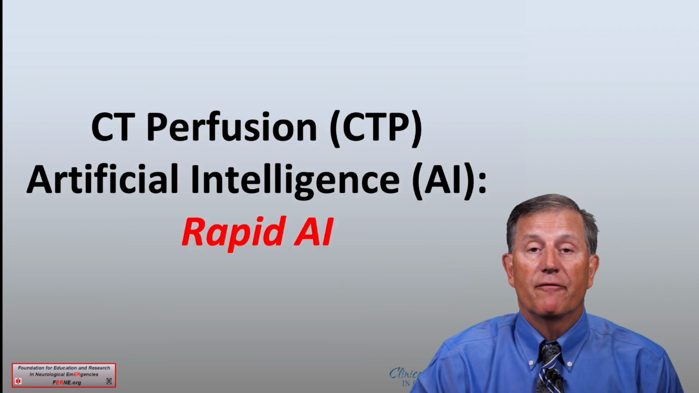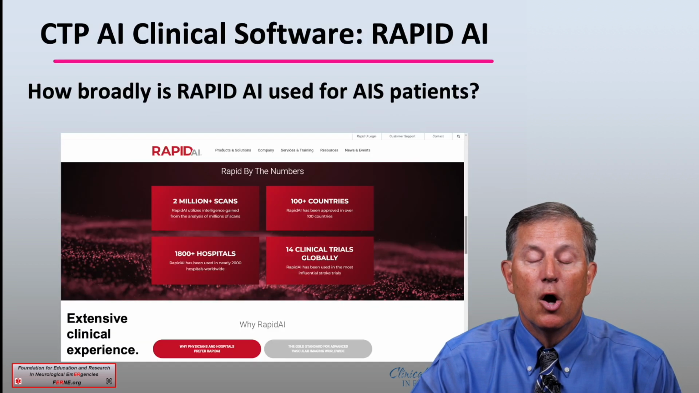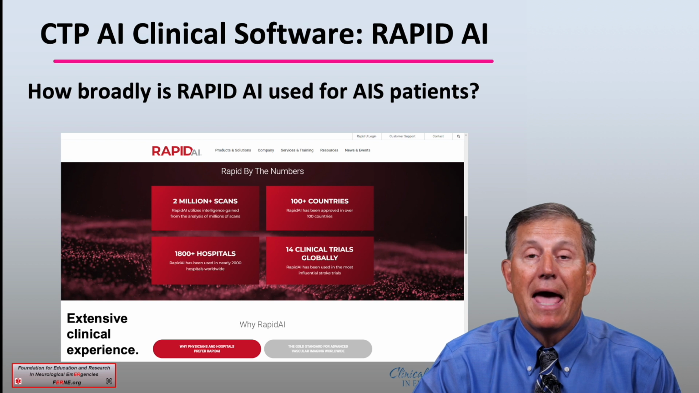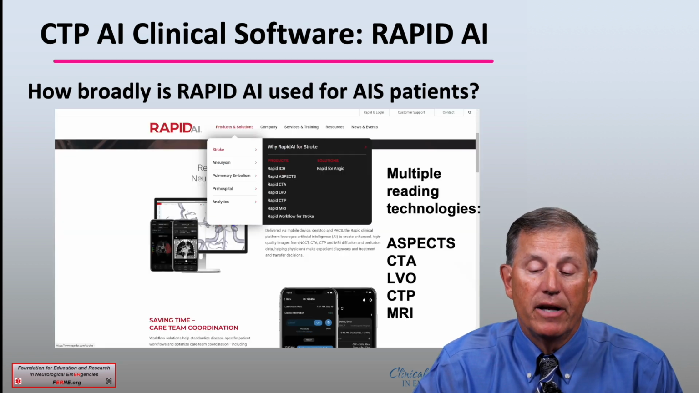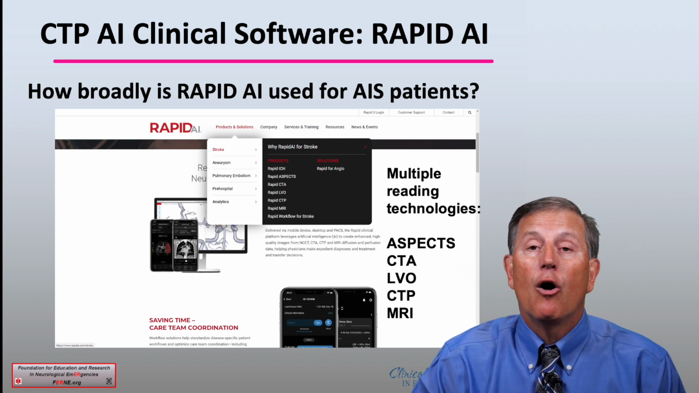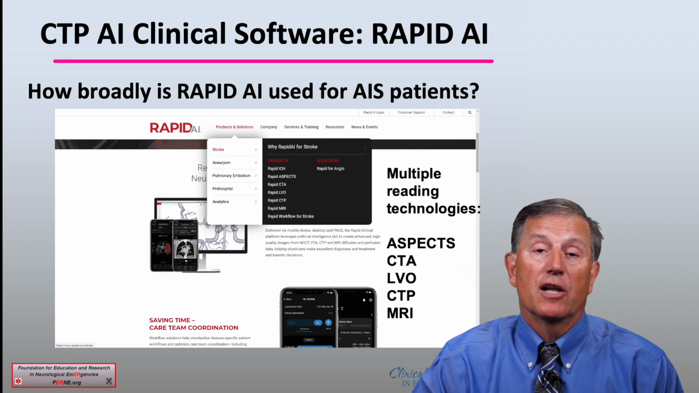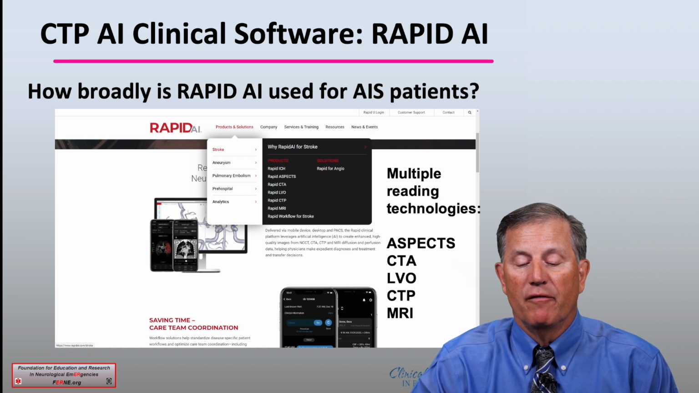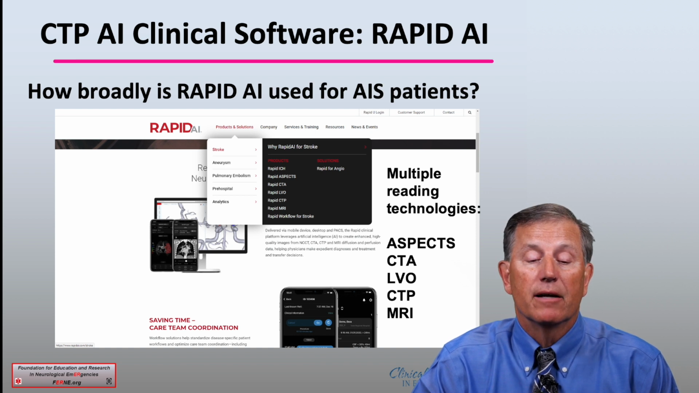So what about these different types of artificial intelligence? One is called Rapid AI. Here are screenshots from their website. It's been done over 2 million times in over 100 countries, 14 clinical trials, 1,800 hospitals, so there is extensive clinical experience. And it does allow for different types of reading technologies to be utilized. The ASPECT score, CTA, the detection of LVO, CTP, and it can be correlated to MRI testing.